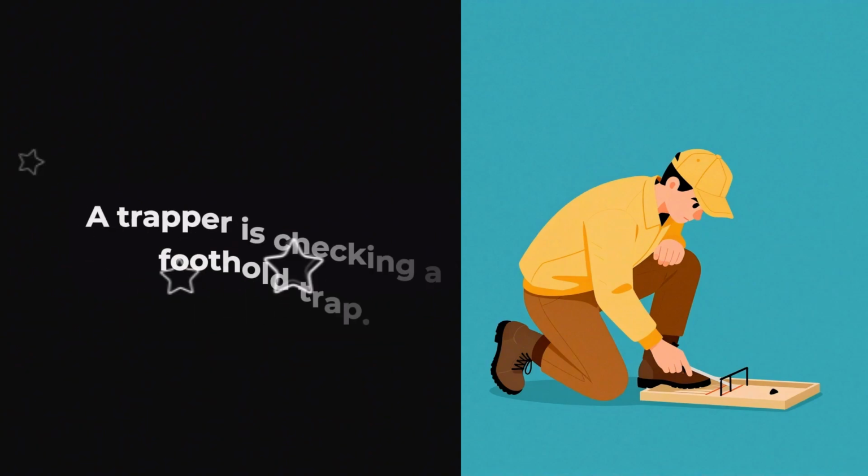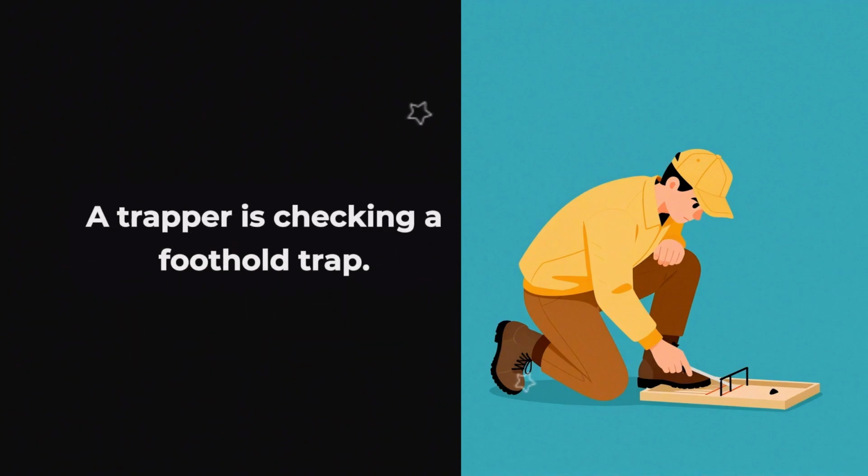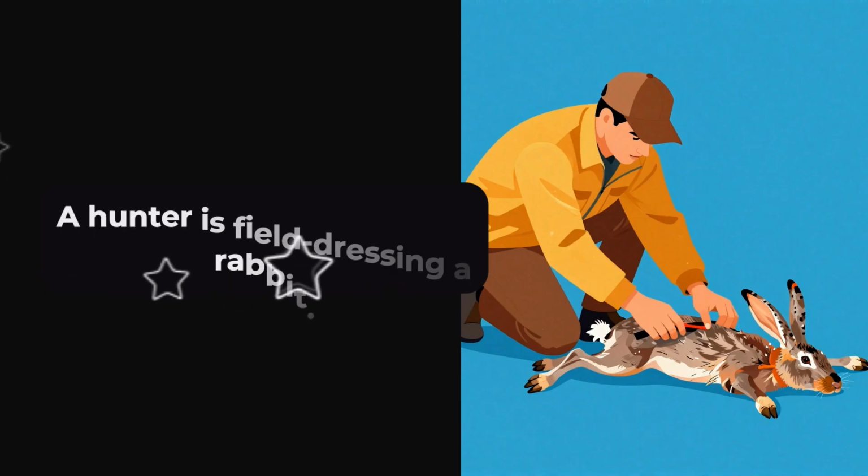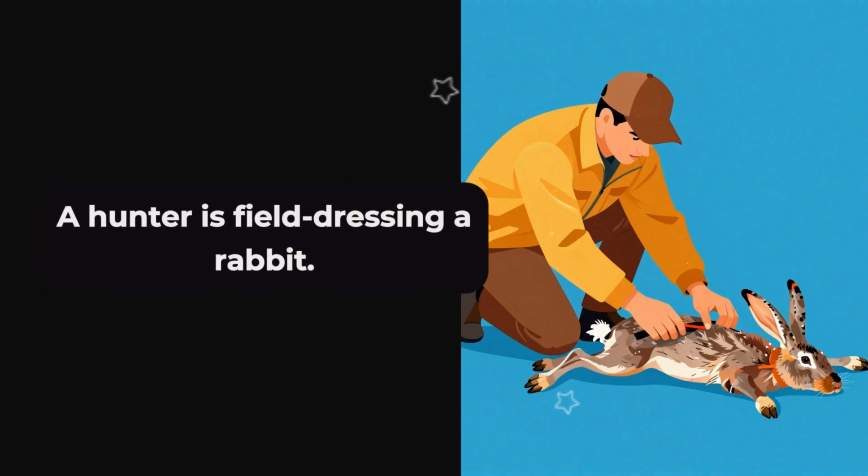A trapper is checking a foothold trap. A hunter is field dressing a rabbit.